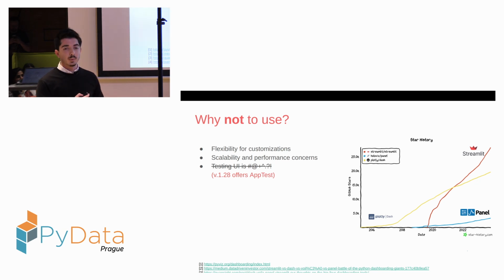The second is scalability and performance. Of course, you are not expecting 100 million users at a time with Streamlit, so it's not going to be that scalable. And the last one is testing the UI. It was a painful time when I tried with Selenium, if you are familiar with it. Unfortunately, there was no testing ability for the front end. But a few weeks ago, they introduced a new version, and they came up with something called app test, and now you can test the UI in a very simple manner.